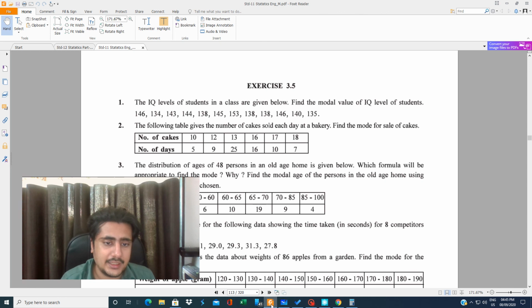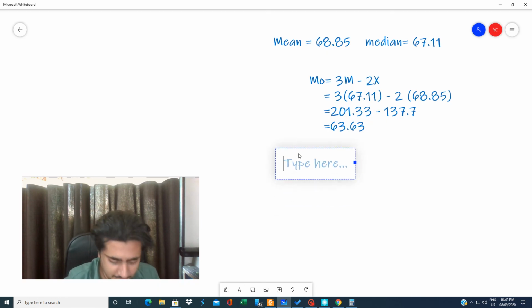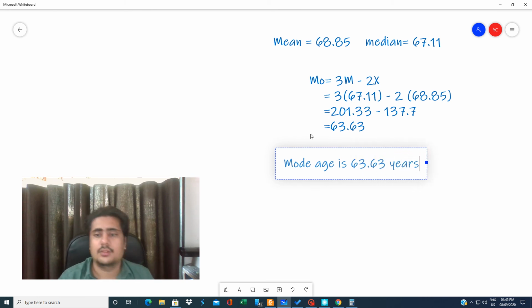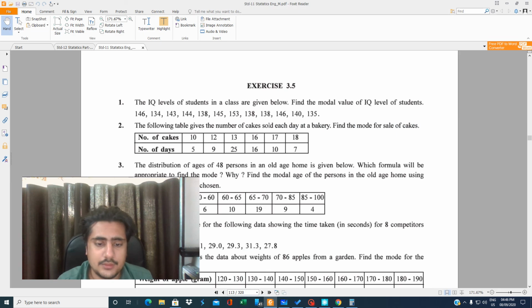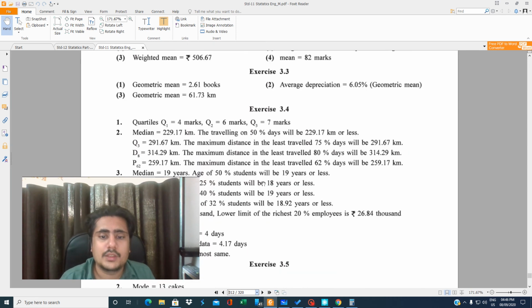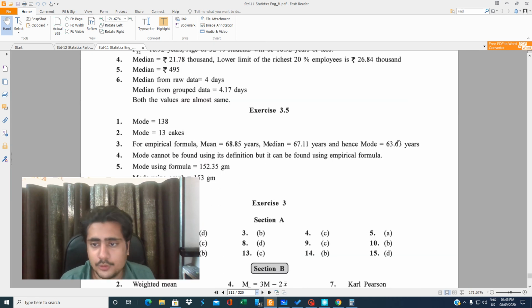So you can say that now what was your x actually? Your x was the age. So you can say that the mode age is 63.63 years. Your mode age is 63.63 years. Okay. Now let us check the answer. Is it correct? It is 3.5 third. So your mode is 63.63 years, mean was 68.85 years, and median was 67.11 years. Okay, this was the formula.